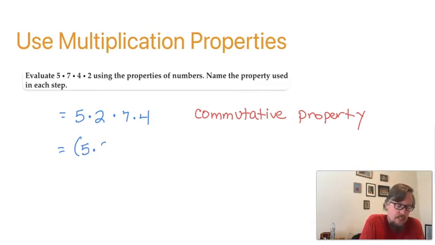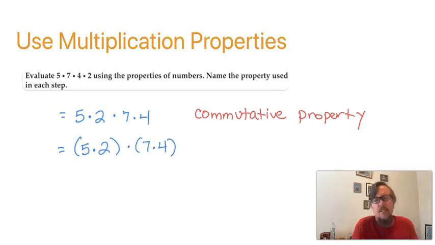So this problem I can make a little easier for myself just doing the math if I use parentheses. Let's do the 5 times 2 and get an answer. Then let's do the 7 times 4 and get an answer. And then let's multiply those two answers together. That will be very easy math to do because I'm going to be taking whatever 7 times 4 is and just multiplying by 10, which means adding a 0 onto the end.